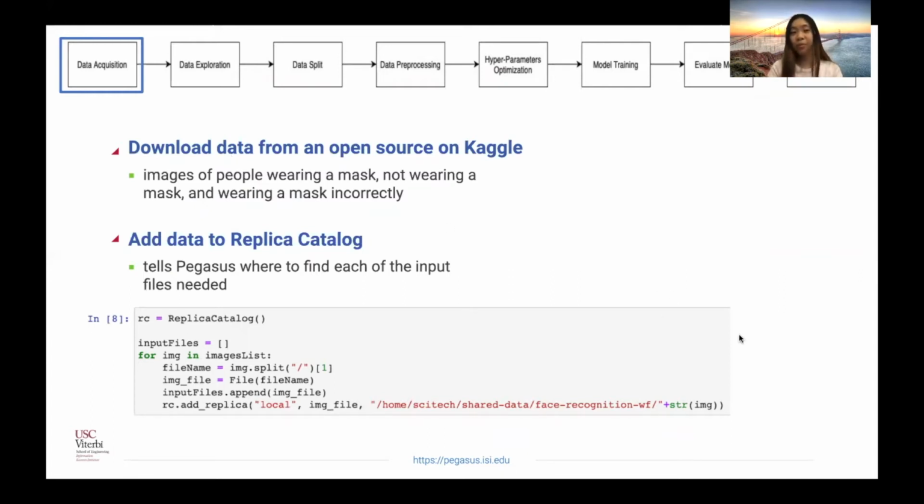And in this step, we basically just get our data. So I downloaded the data from an open source on Kaggle, and this data set has a variety of images of people either wearing a mask, not wearing a mask, or wearing their mask incorrectly. And then once we have our data, we add it to the replica catalog, which just tells Pegasus where to find each of the input files needed. And at the bottom here is a snippet of the code we wrote where we added the image files to the replica catalog.